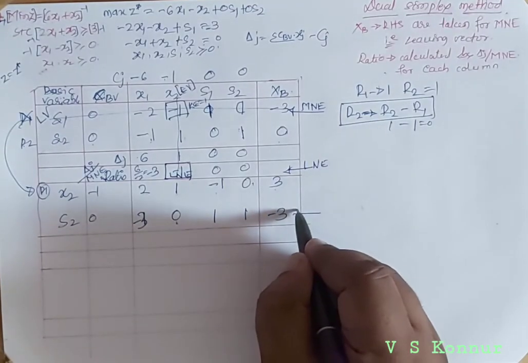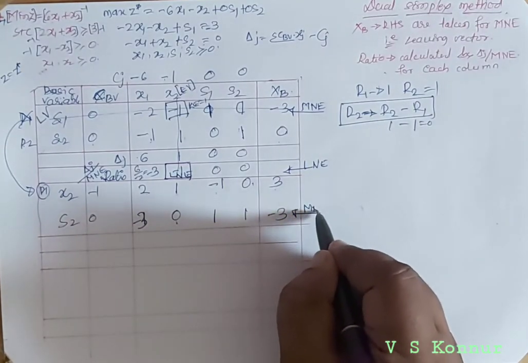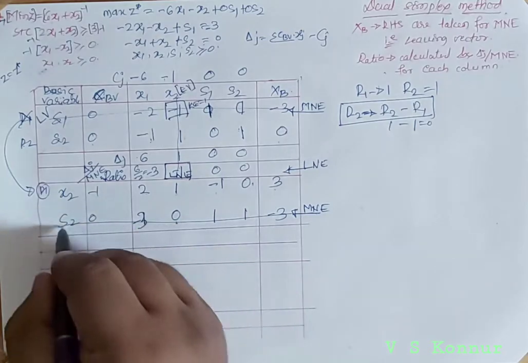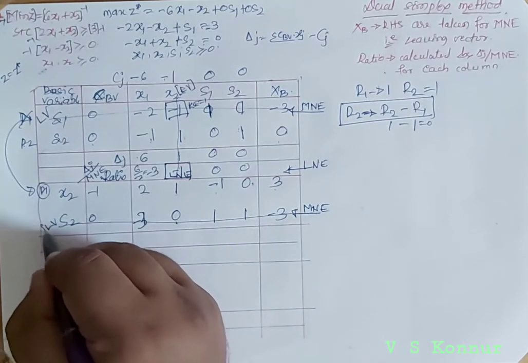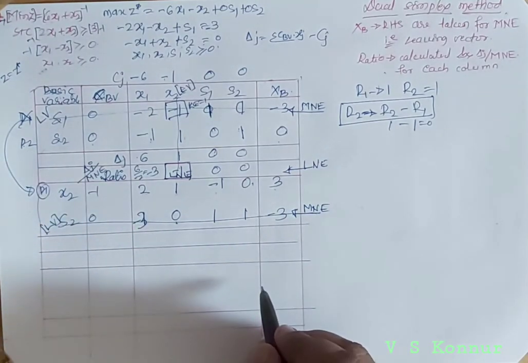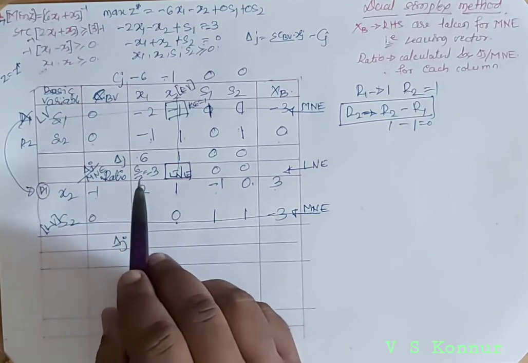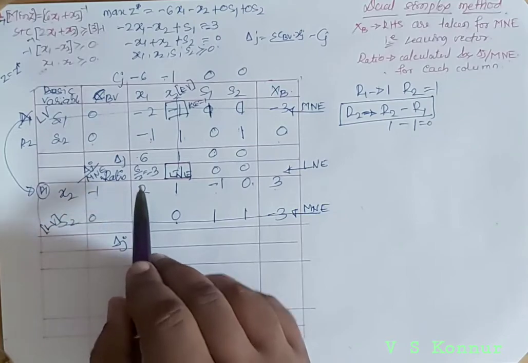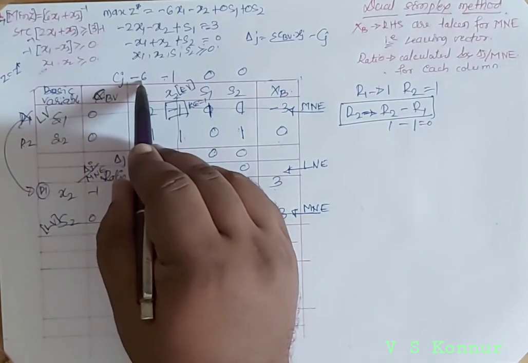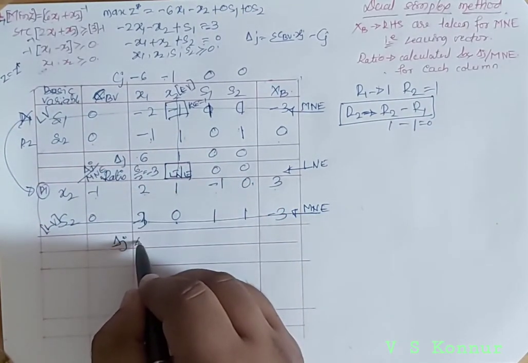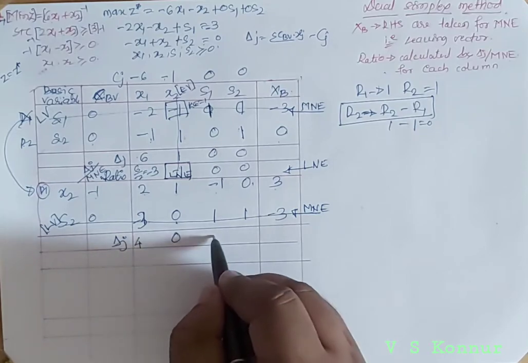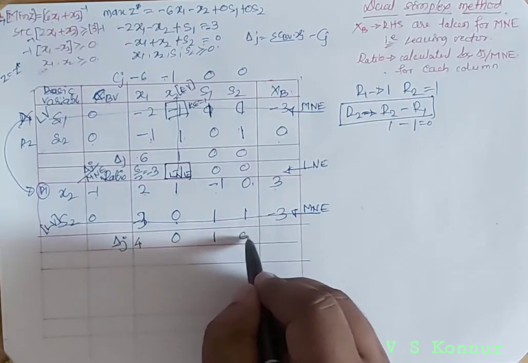Now from XB we should select the most negative element. So that will give you the leaving vector. Right, the entering vector is calculated by delta J, we have to calculate. So minus 1 into 2 is minus 2, this is 0, minus 2, minus of minus 6 is plus 6, 6 minus 2 is 4. The same we will get 4, 0, 1, 0.